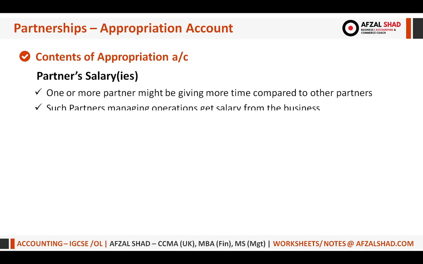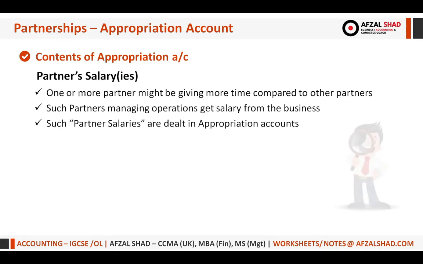Then partners' salary or partner salaries. One or more partners might be giving more time compared to the other partners. Let's suppose there are 3 partners. 2 of the partners are giving full time to the business, but one partner is doing a job somewhere else and he is giving part time or weekends only to the business. So obviously those 2 partners who are giving more time to the business should be entitled to salaries as well. You have to pay salary, just like you are paying salary to the employees, you are paying salary to the partners who are giving more time.